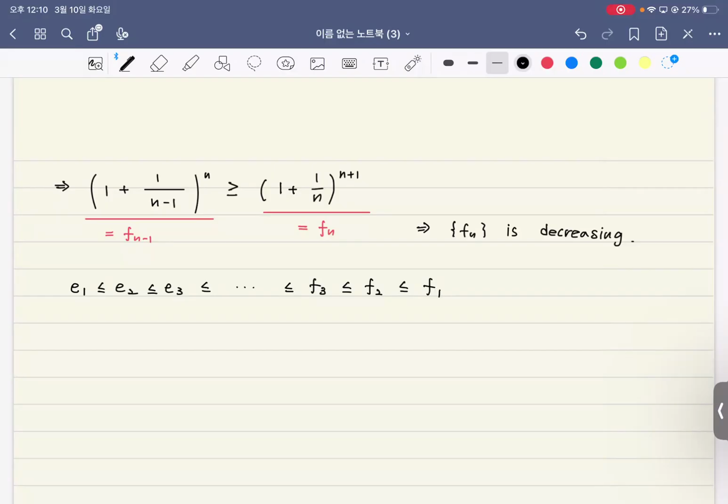All right, and that next time. So therefore, we know the sequence is increasing and bounded above, so we know that the sequence must be convergent, and the limit is defined to be Euler's constant. Well, in fact, F is also converging to the same number. We can easily show that the difference between F n minus E n is converging to 0. And by the nested interval theorem, this other sequence F is also converging to Euler's constant. Okay, I guess this is for today, and see you next time.